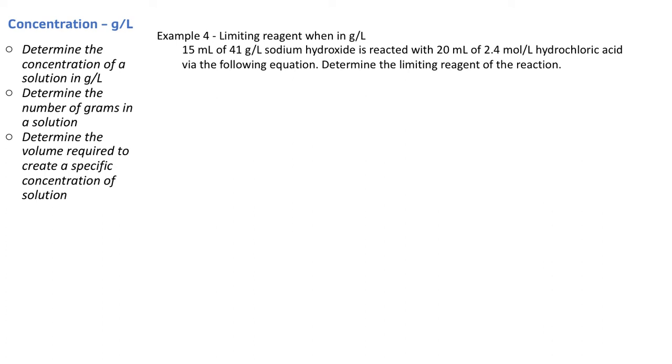So this is a limiting reagent question, but one of the concentrations is in grams per liter. We've got 15 mL of 41 grams per liter sodium hydroxide, and we've got 20 mL of 2.4 mole per liter hydrochloric acid. With the following equation, what's the equation? Hydrochloric acid plus sodium hydroxide goes to water and sodium chloride, and that's balanced already.